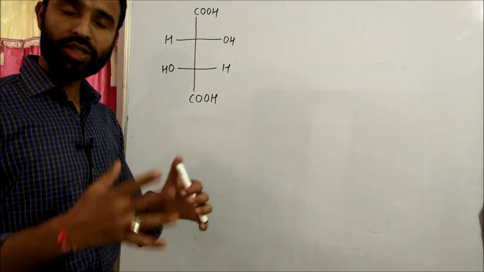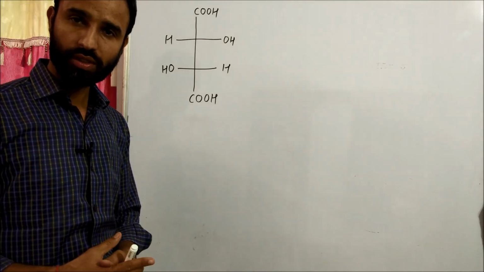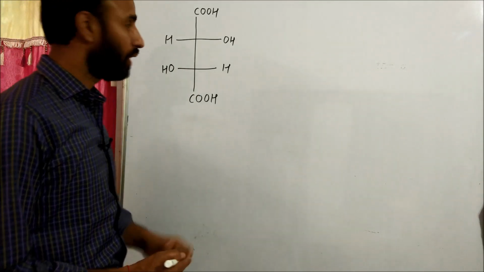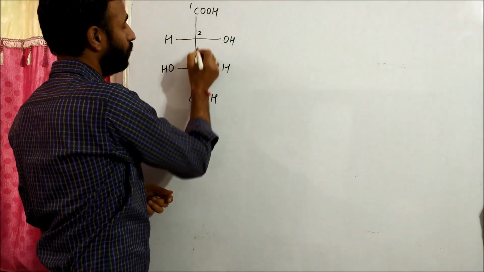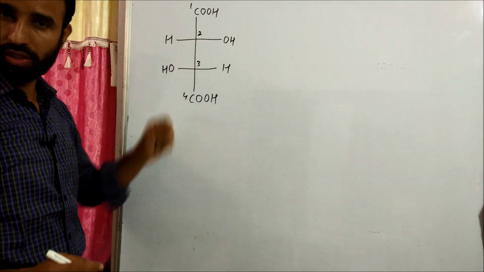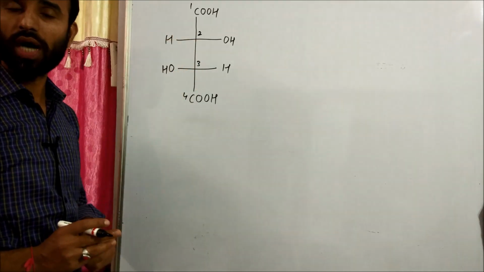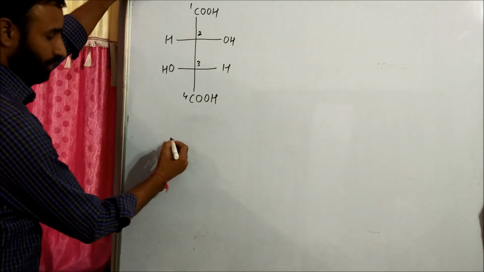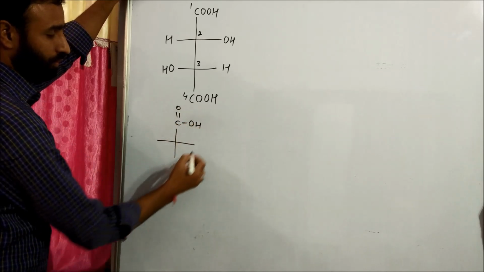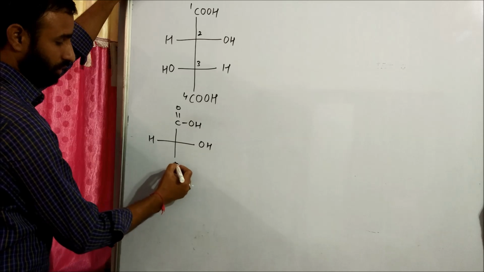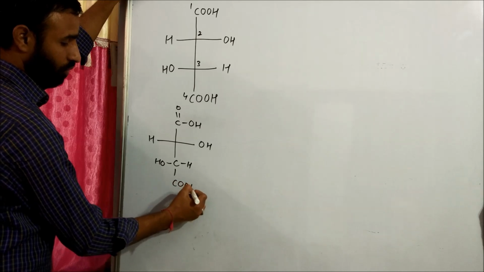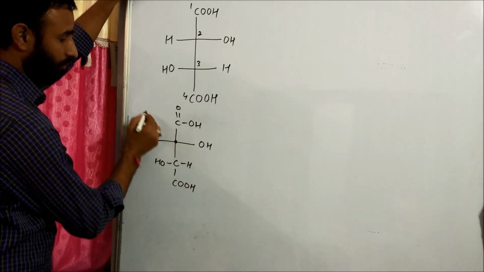Let us discuss RS nomenclature in compounds having more than one chiral carbon. Let us number first 1, 2, 3, 4. Now we use RS nomenclature for each chiral carbon. First take the second one. On the second carbon there is C double bond OH, OH, H, and this is C, H, OH, COOH. This is the second carbon.